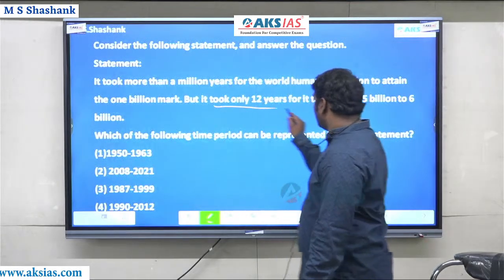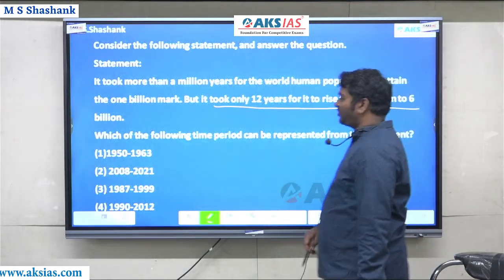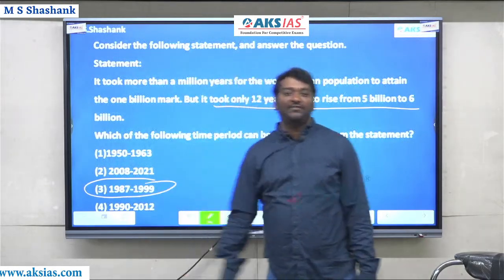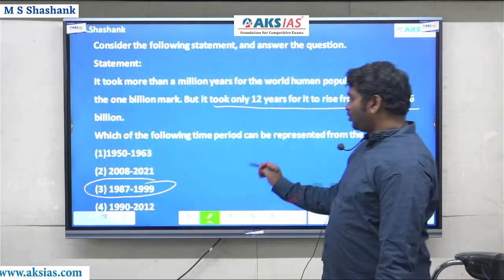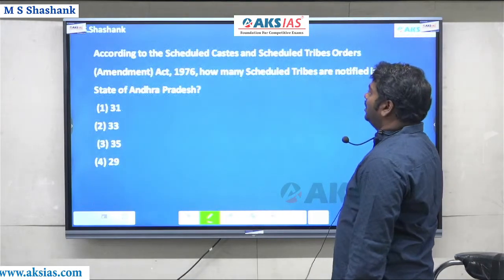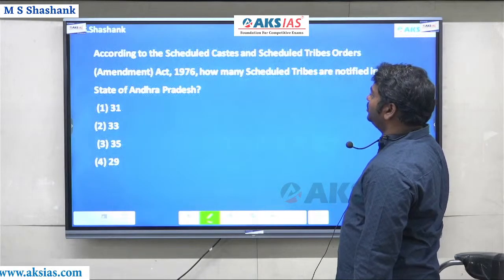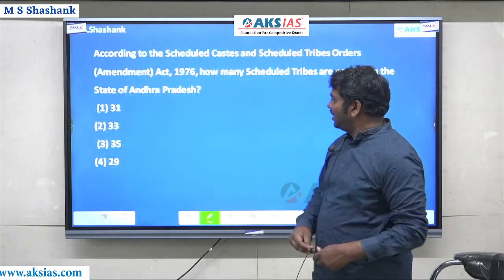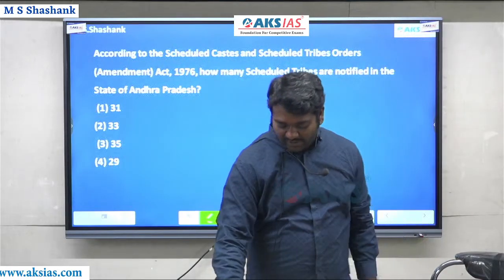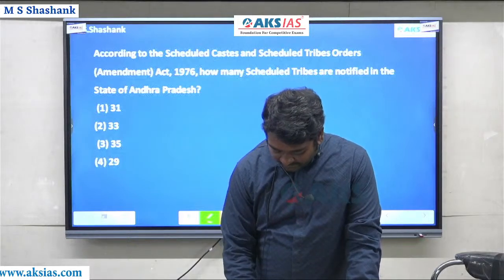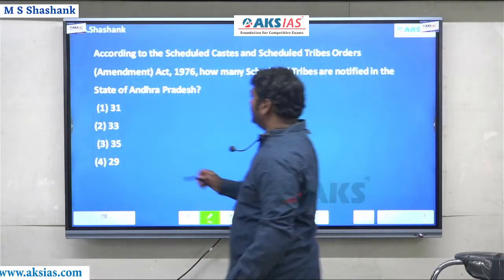This is 12th standard NCERT book guys. Doubling, we say. Doubling of human population from 5 billion to 6 billion happened in 1987 to 1999. 12 years time it took actually. According to the Scheduled Castes and Scheduled Tribes order, how many scheduled tribes are there in Andhra Pradesh? So this is a factual one, 33.